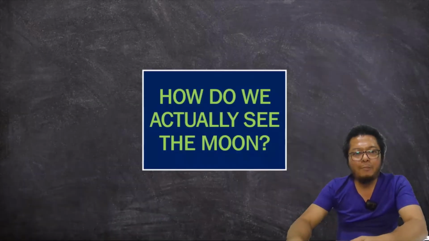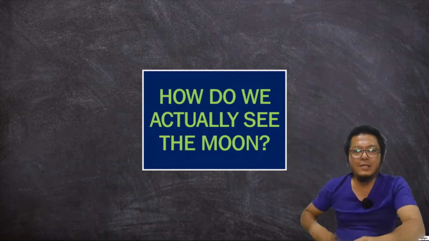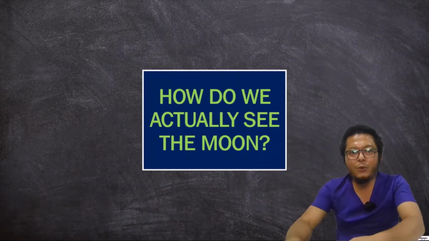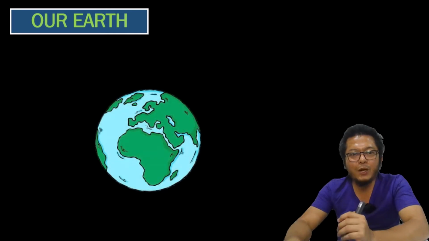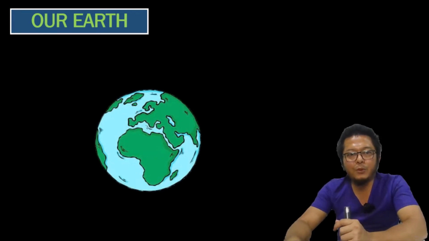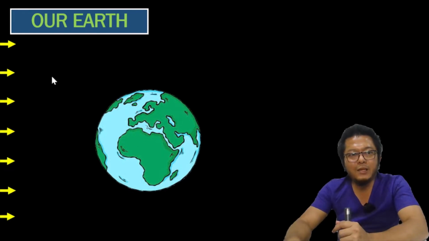Now, what actually happened? What do we actually see? How do we actually see the moon? Now, I will explain this slowly. I try my best to explain. And this is the Earth. This is not up to scale. Now, this is where the sun shines. Example, a representation of sunlight. So, this is sunlight. Okay, example, sunlight.